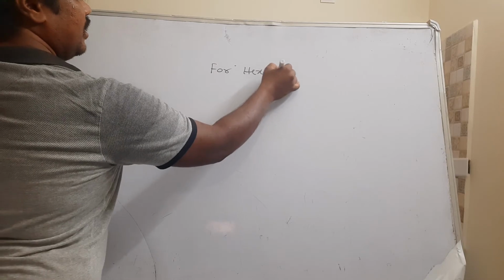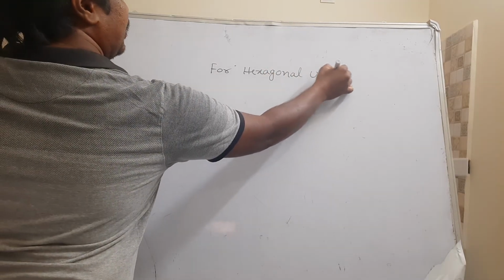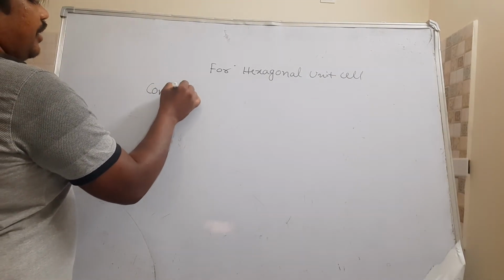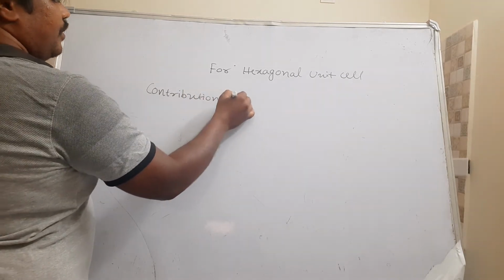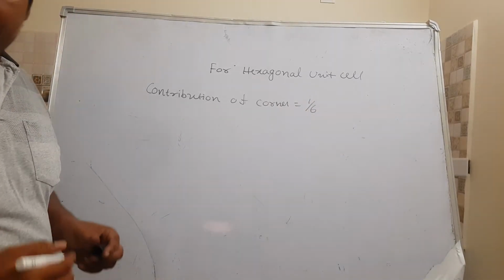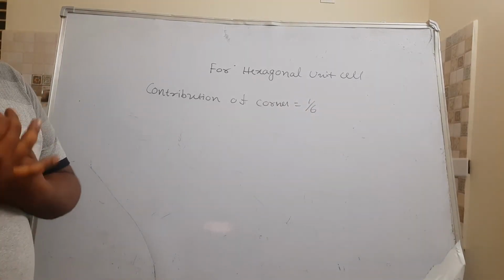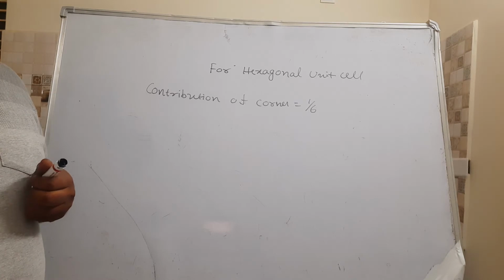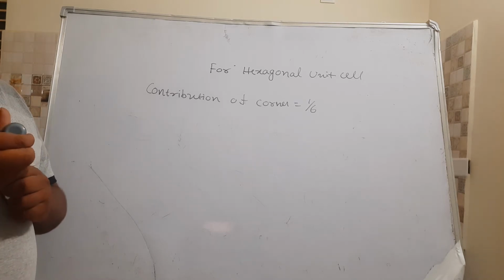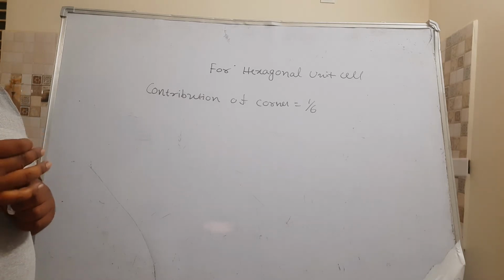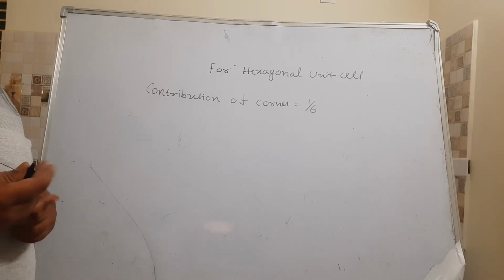For the hexagonal unit cell, the contribution of the corner is 1 by 6, students. Right? At the face it is 1 by 2. You take down, at the face it is what? 1 by 2. Face contribution is what, students? It is 1 by 2 only. This is not varied.